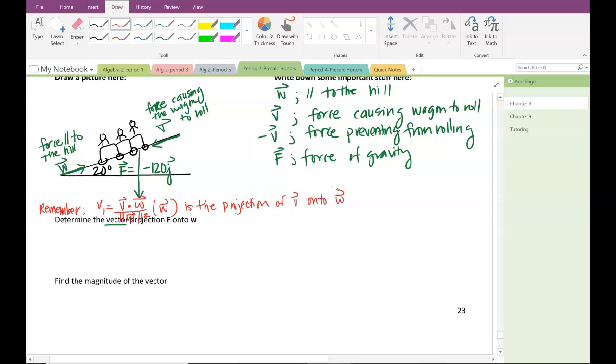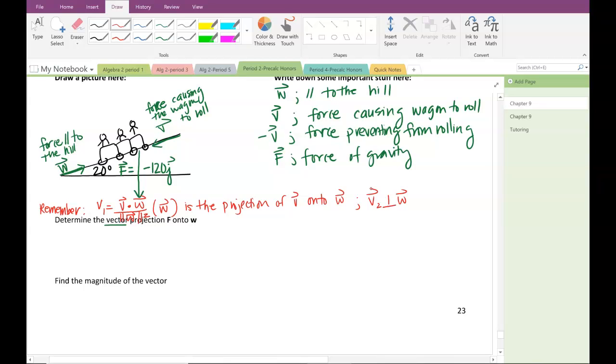Now, if you remember, I also gave you V sub 2. Remember that? And so V sub 2 was perpendicular to W. And how did we get V sub 2? V sub 2 was when we took V minus V sub 1. So remember all of this. This is just kind of recalling your memory.